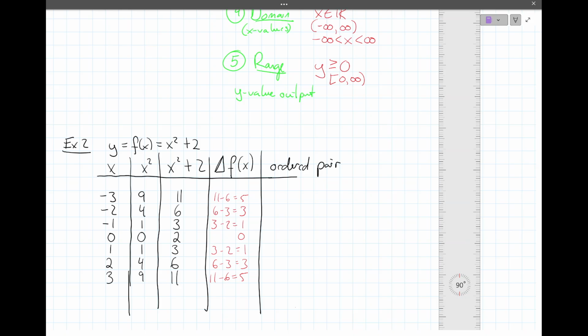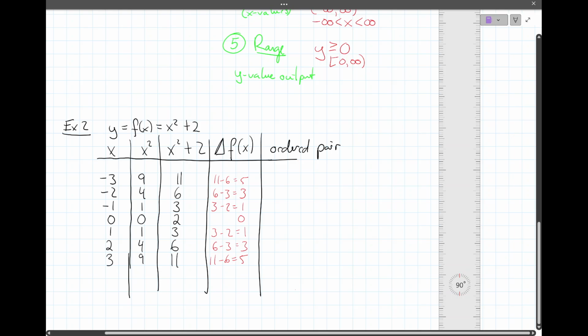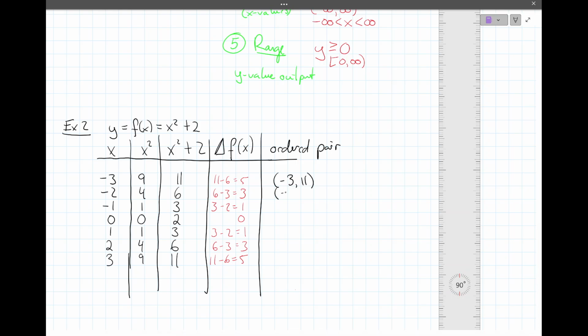So that growth pattern didn't change here, but what did change is everything moved up in y values. And we're going to see exactly how that changed. So let's look at our ordered pairs. Now I have -3 and 11. Now I have -2 and 6. Now I have -1 and 3. Now I have 0 and 2. Now I have 1 and 3. Now I have 2 and 6. And now I have 3 and 11.